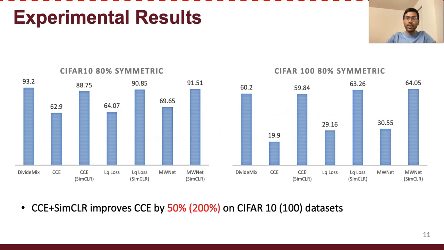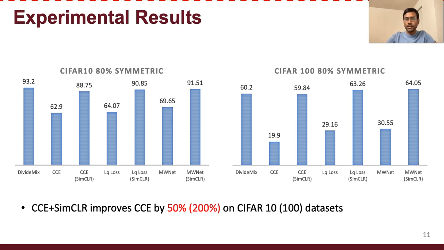So coming to the experimental result, this is the plot for different methods under 80% symmetric noise on CIFAR datasets. The LQ loss is the generalized cross entropy loss, and MWNet is the meta weight network, which is a reweighting based network in a meta learning framework. And CC is the categorical cross entropy loss.